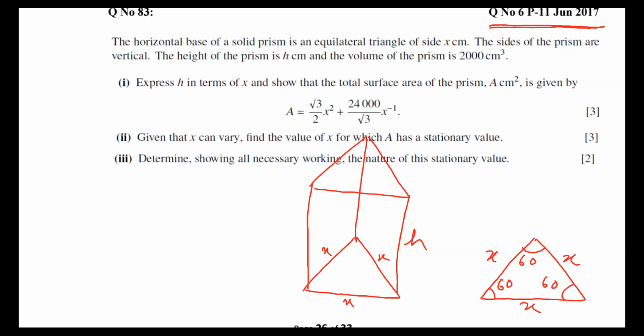So volume is given. I gave a clue last time that whenever the volume is given in the question, start your question from the volume. Sometimes the area is given and the volume is to be proved, and when the area is given, then start the question from the area. But currently, because the volume of the prism is given, I will start my question from the volume.